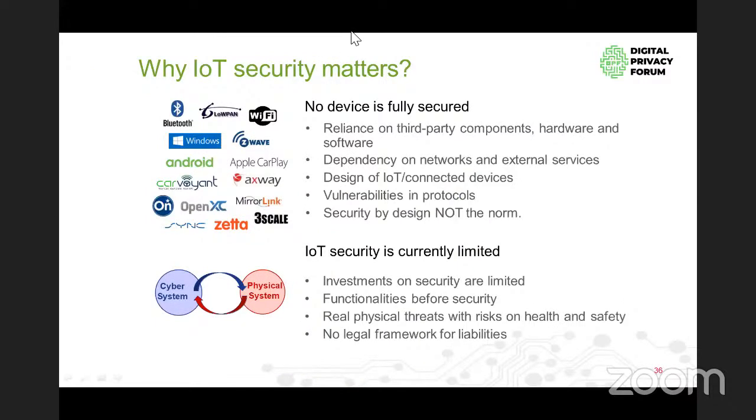So why does IoT security matter? Because no device on the internet is fully secure. We talked about Wi-Fi, Windows, Android, Zigbee, 3-scale, whatever you name it. I cannot tell you 100% security. They rely on third-party components. Somewhere you have bought hardware from China. So what if China can attack your entire power grid and stop it?